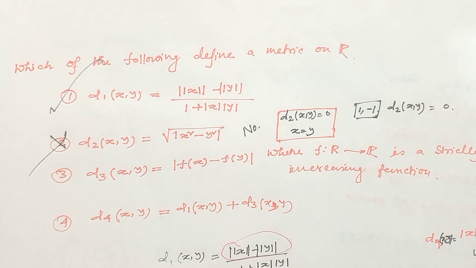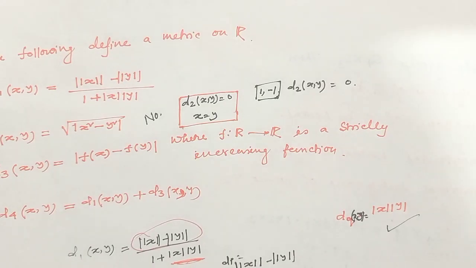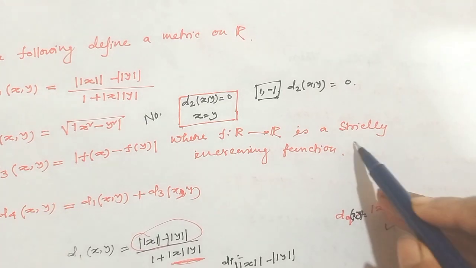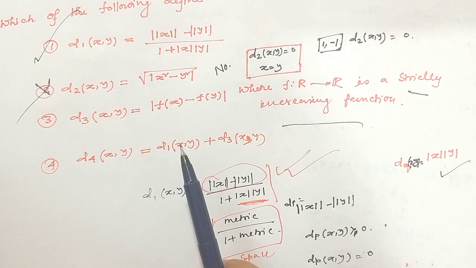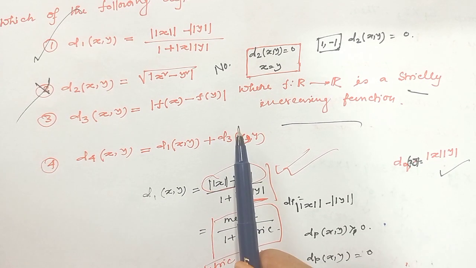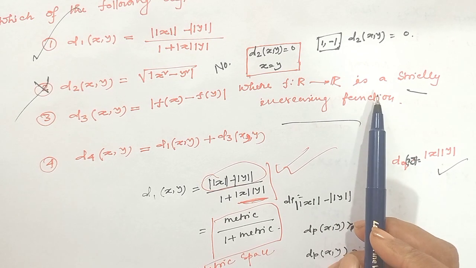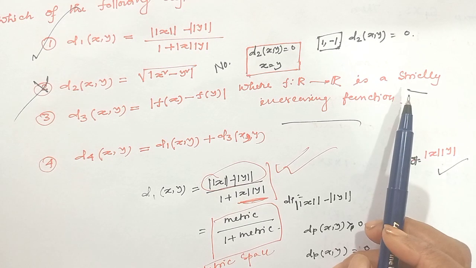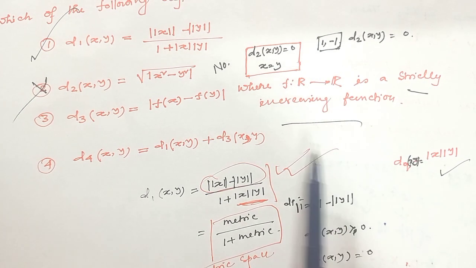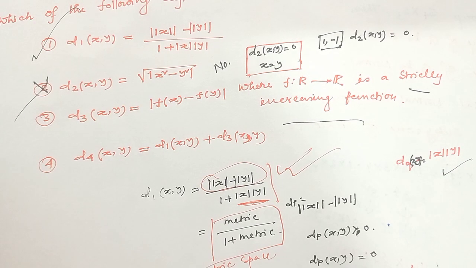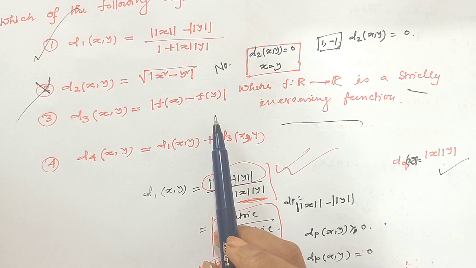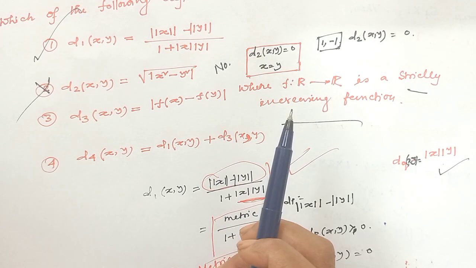And option 3: d3(x,y) equals absolute value of f(x) minus f(y), where f is a strictly increasing function. Is it a metric space? Obviously this is a metric space, because this is a very easy type. Here f, defined from real numbers to real numbers, is a strictly increasing function. Obviously d3 is a metric space.